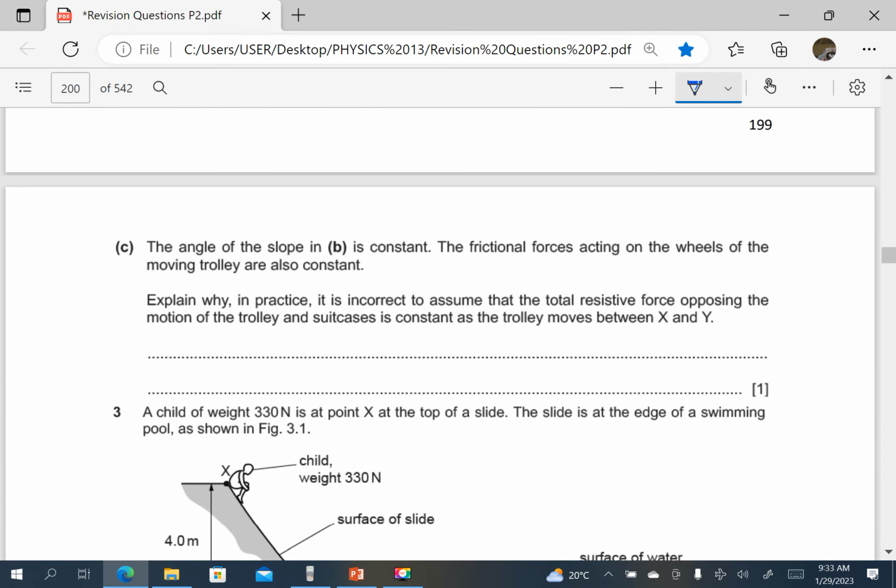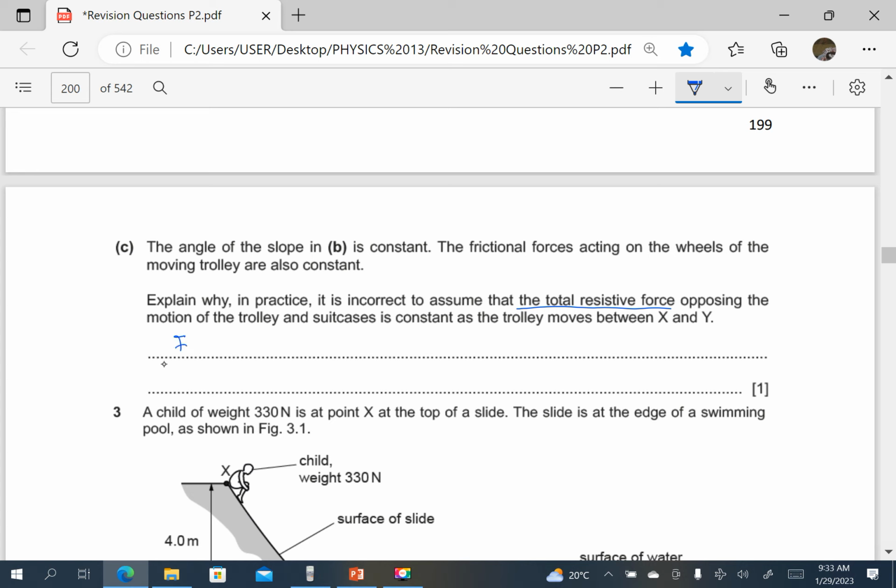Then the angle of the slope in B is constant. The frictional forces acting on the wheels of the moving trolley are also constant. Explain why in practice it is incorrect to assume that the total resistive force opposing the motion of the trolley and the suitcase is constant as the trolley moves between X and Y. The total resistive force cannot be constant simply because as the trolley moves between X and Y, it is going to speed up, it is going to accelerate. And as it speeds up, air resistance increases with the speed. So the total resistive force cannot be constant.